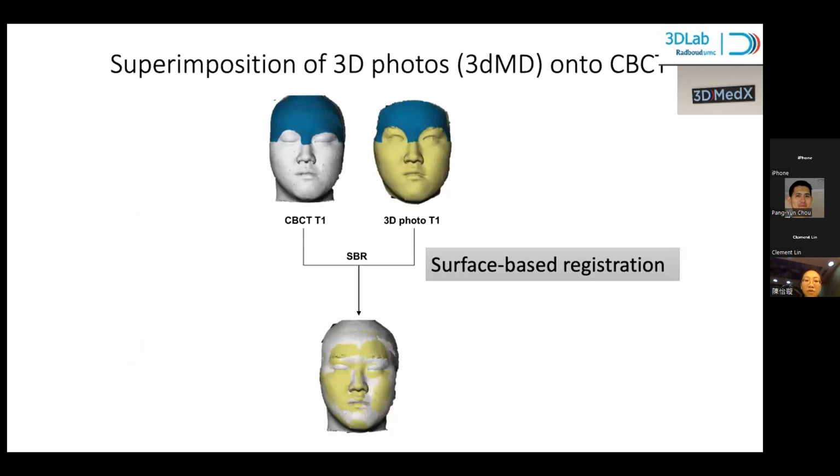Then we will proceed with the superimposition of 3D photos, 3dMD, onto the CBCT. We will match a point, a region, and then do the surface-based registration, then do the superimposition.